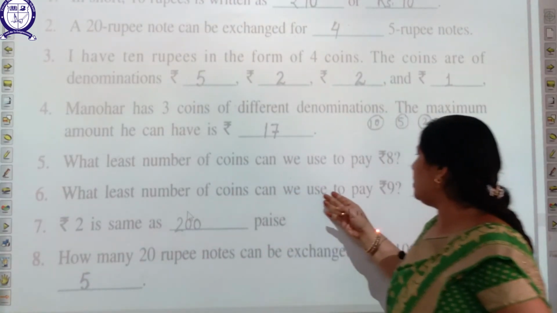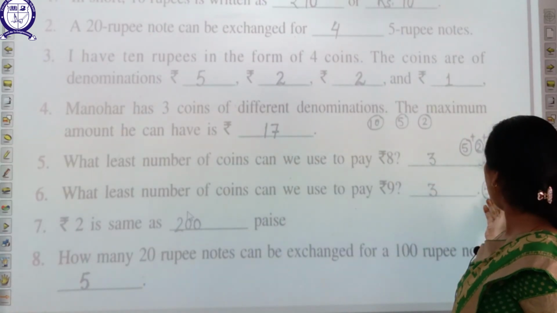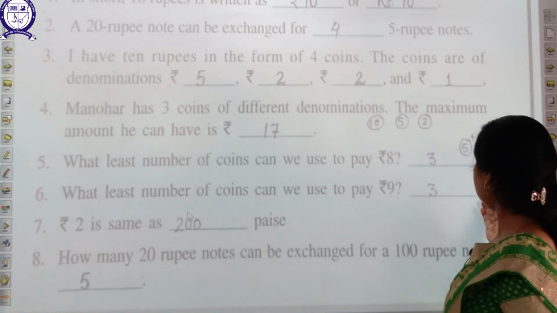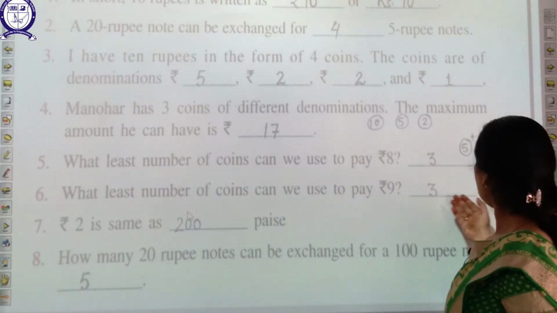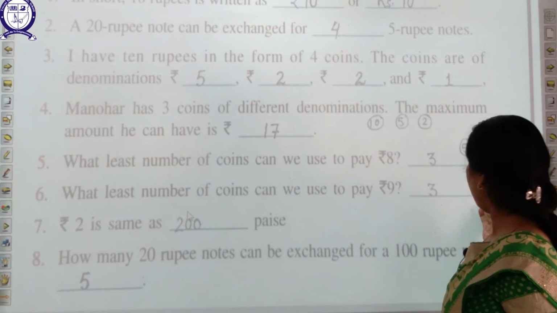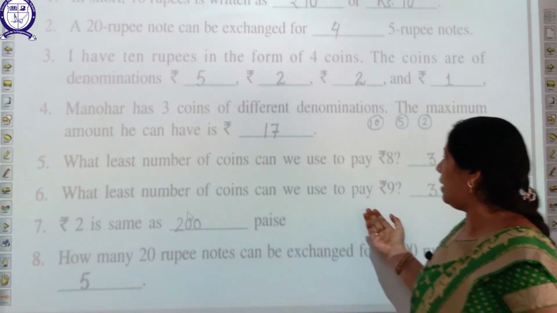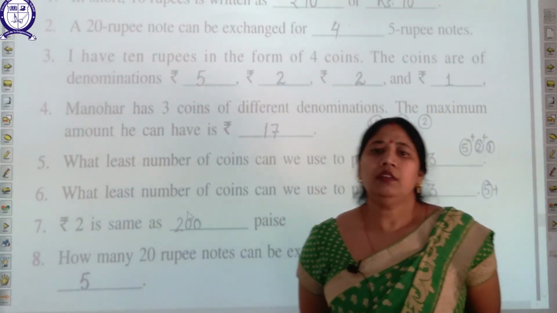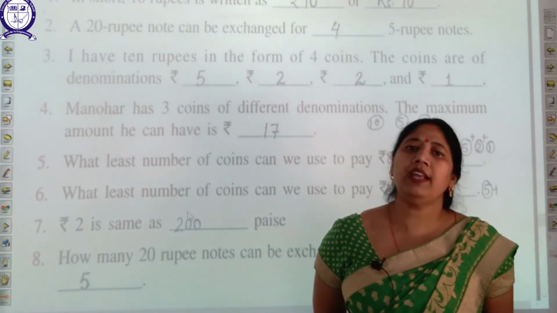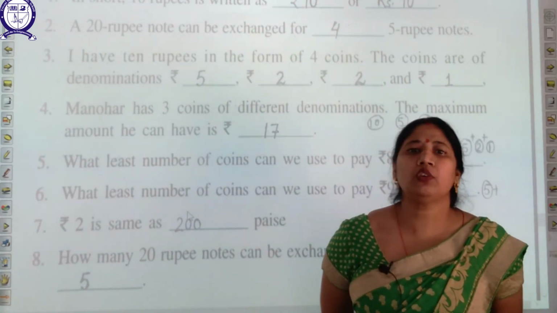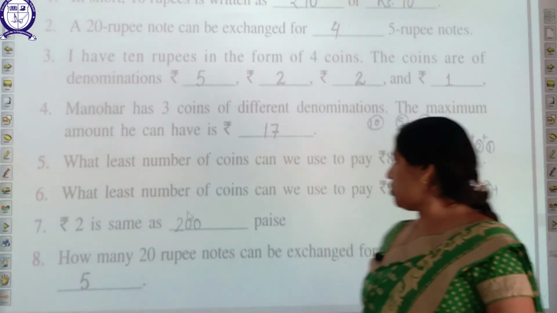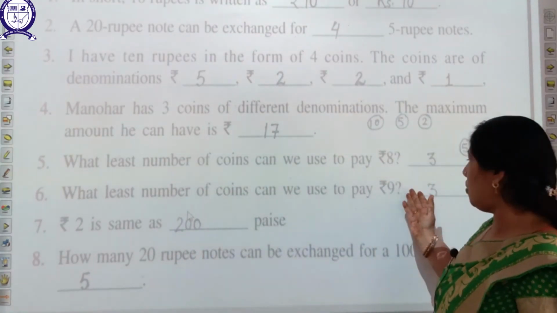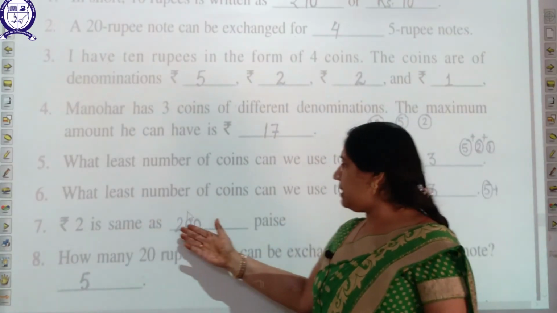What least number of coins do we use to pay 9? So we have to use the least number: 5 plus 2, 7, plus 2, 5 plus 2 plus 2. Okay, 1 coin of 5 rupees and 2 coins of 2 rupees. That is equal to rupees 9. So how many coins do we have to use? 3 coins.